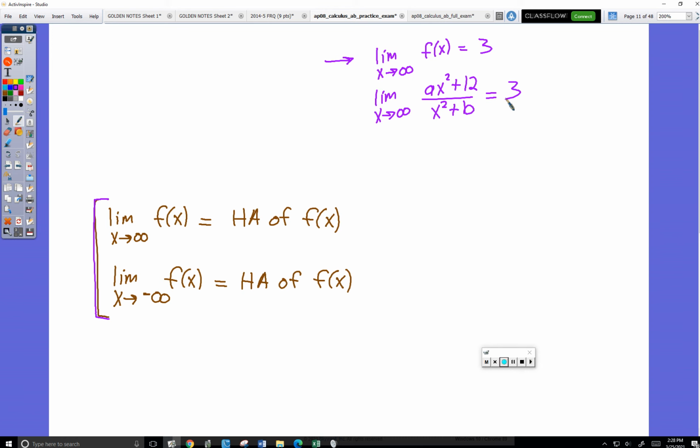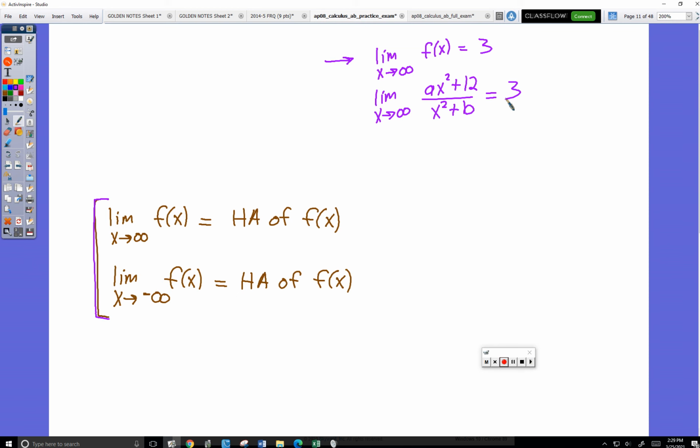ax squared over x squared. No, compare terms that are adding. What are the terms that are adding? ax squared plus 12. So ax squared is being added to 12. So as you compare, you think about ax squared compared to 12. And you're going to let x get bigger and bigger and bigger. Which of those two will become important, which will become unimportant?